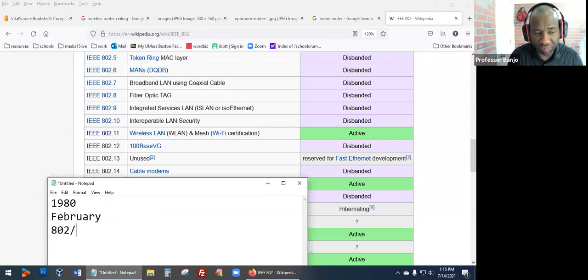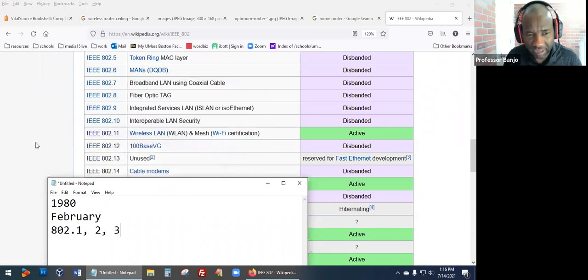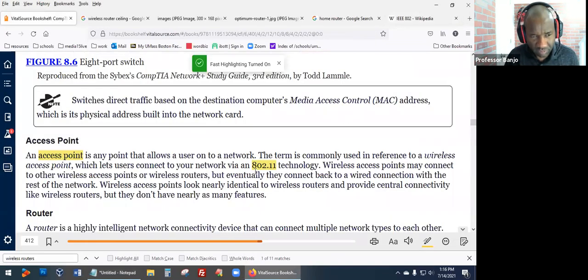Now they have a lot of different specifications. They have one, two, three, like you can see here, 802.5, .6, .7, .8, .9, .10. What we're concerned about is 802.11, wireless. A lot of the rules for wireless. That's what it's talking about here. The 802.11 technology refers to the rules that govern how we manage wireless technology.